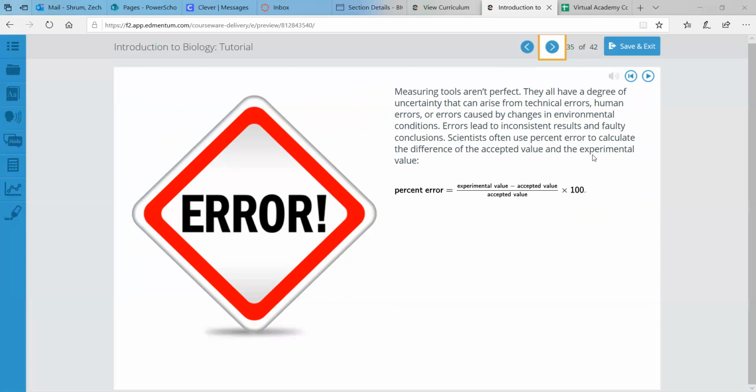So you use percent error to calculate the difference of the accepted value and the experimental value. Percent error equals the experimental value minus the accepted value, over the accepted value, times 100.